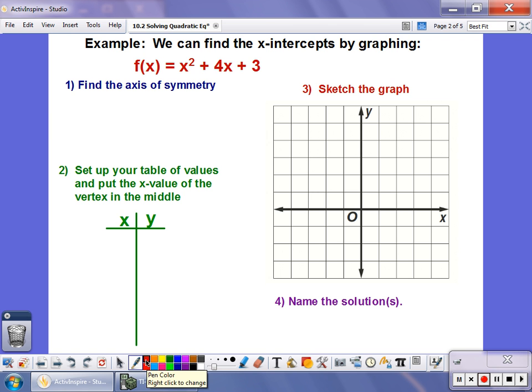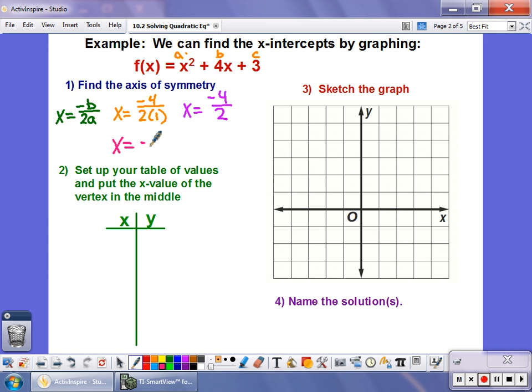What we want to do is take this equation and graph it. Now, the easiest way to graph an equation is to start off by finding our axis of symmetry. The axis of symmetry follows this formula, x equals negative b over 2a. All right, so let's plug in our values. We know that this is a, the coefficient in front of that, b is the coefficient here, c is our number. So x equals negative 4 over 2 times 1, which is negative 4 over 2, which means that my axis of symmetry is negative 2.